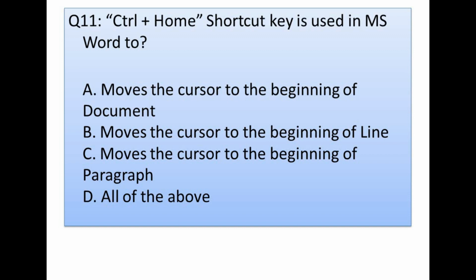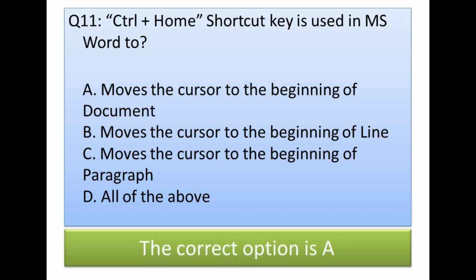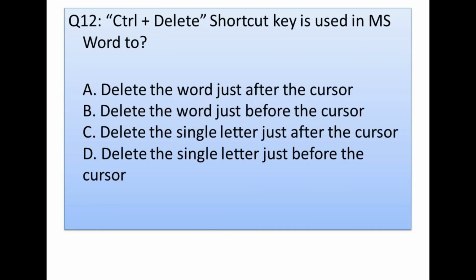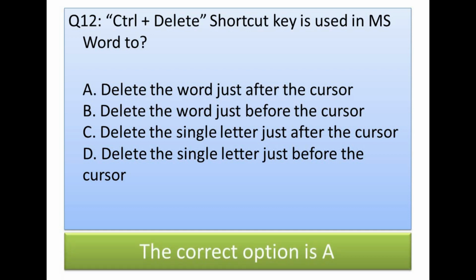Ctrl plus Home shortcut key is used in MS Word to move the cursor to the beginning of the document, move the cursor to the beginning of the line, move the cursor to the beginning of paragraph, all of the above. So the correct option is A. Ctrl plus delete shortcut key is used in MS Word to delete the word just after the cursor, delete the single letter just after the cursor, delete the single letter just before the cursor. So the correct option is A.